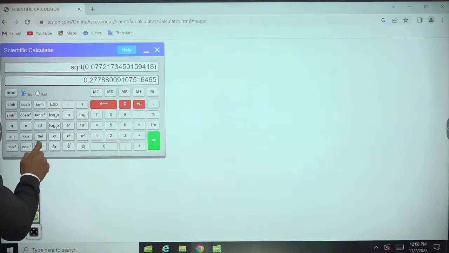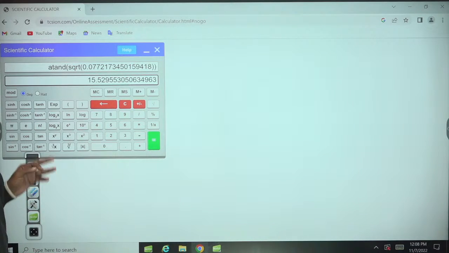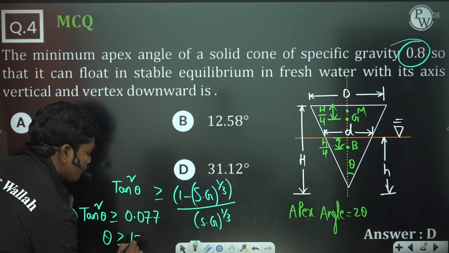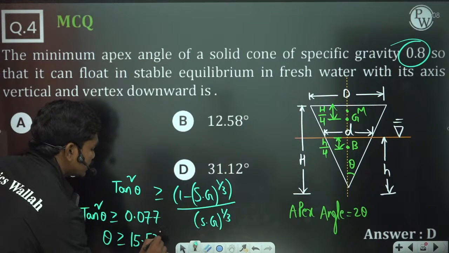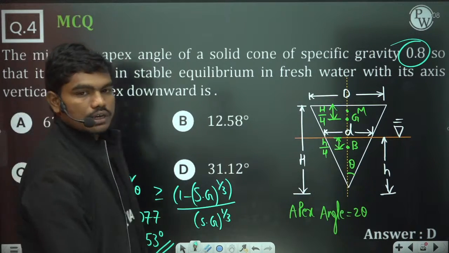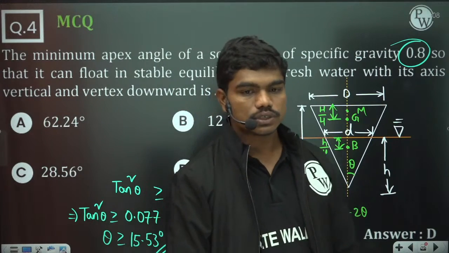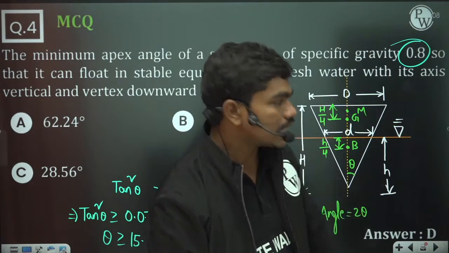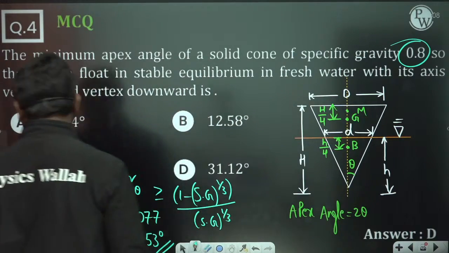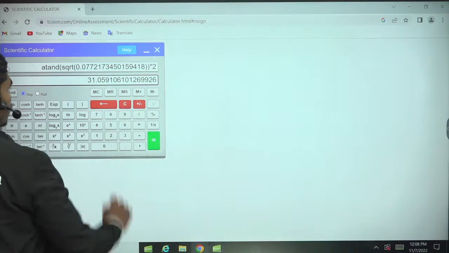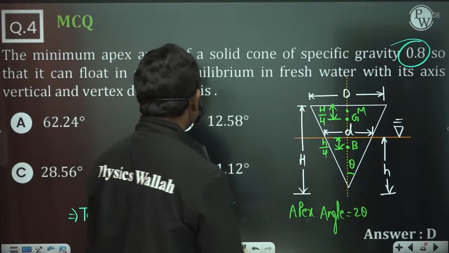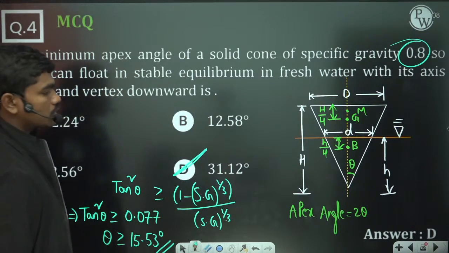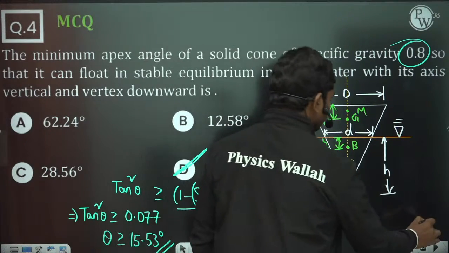Taking tan inverse, we get almost 15.53 degrees. So theta should be greater than or equal to 15.53 degrees. The apex angle is 2 times theta, so 2 times this value is 31.06, or 31.12, maybe they have rounded off some decimals. So 31.12, which is in option D actually.